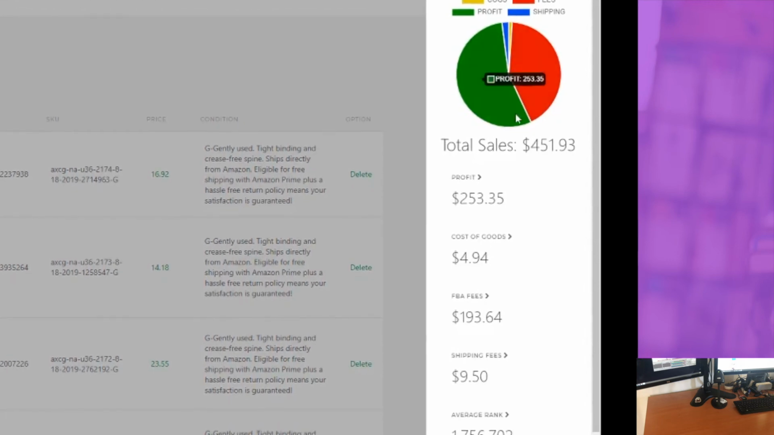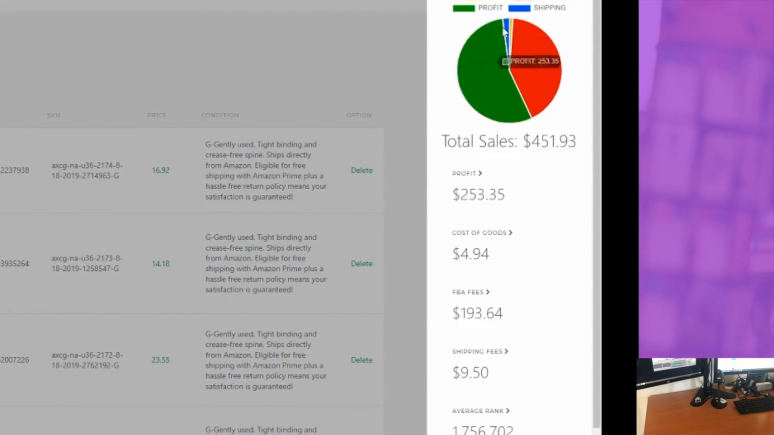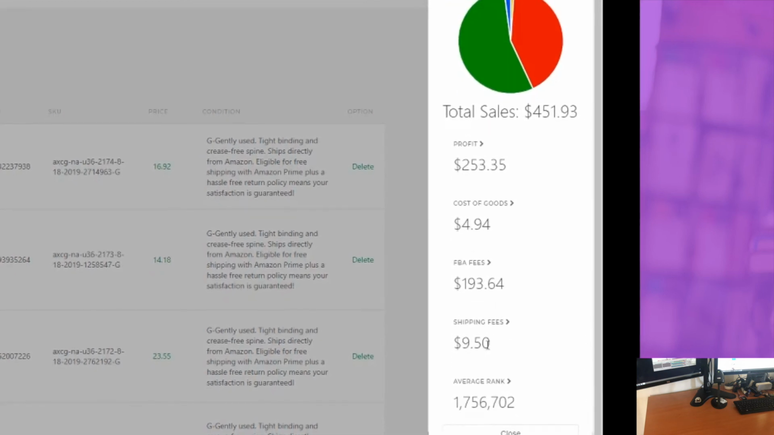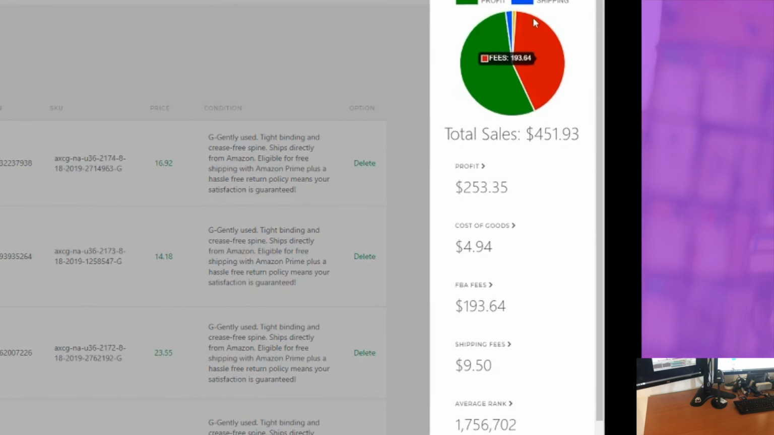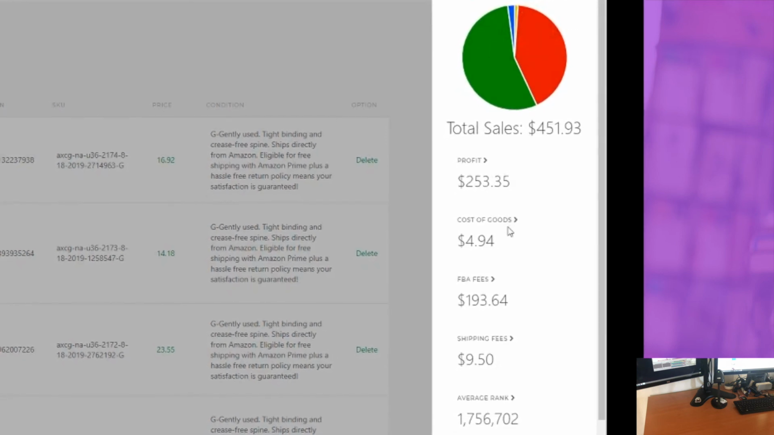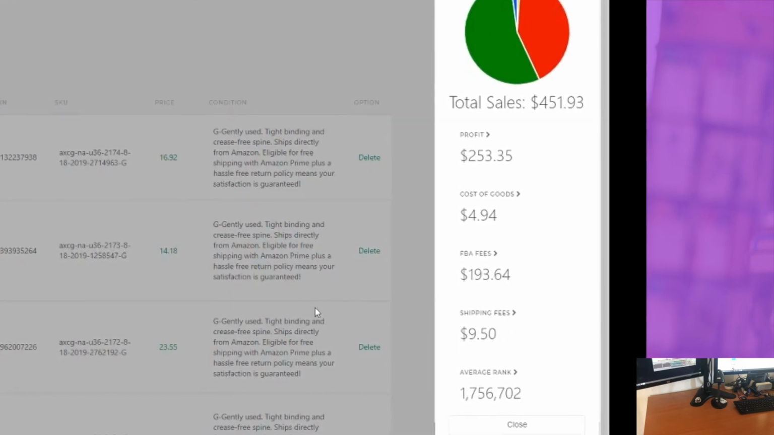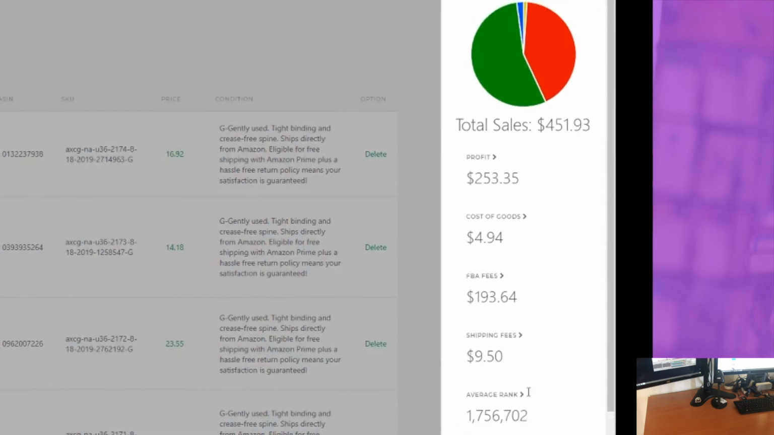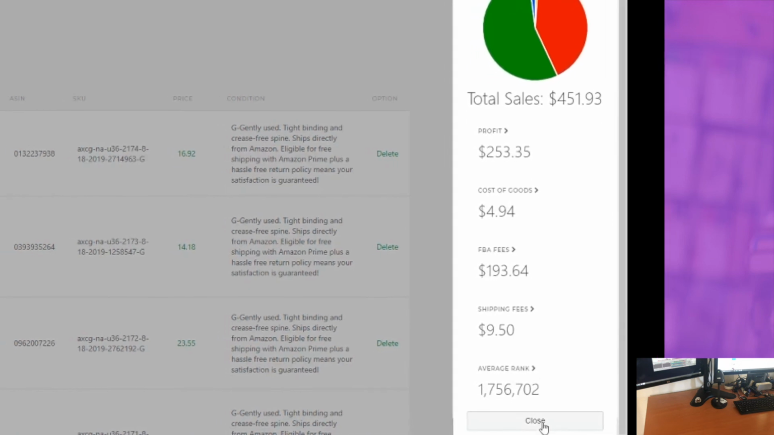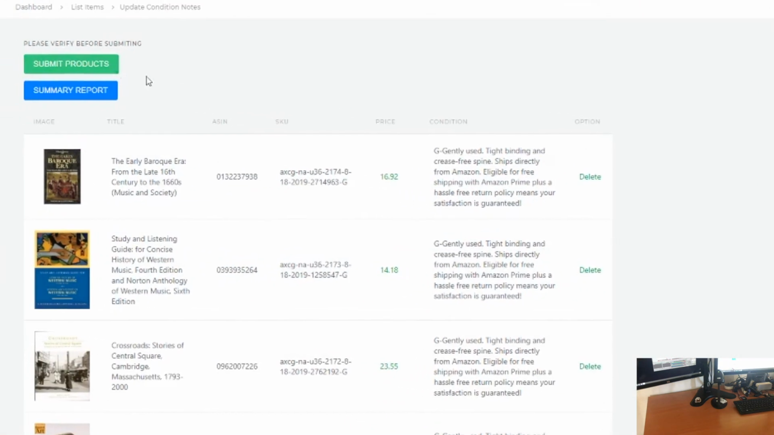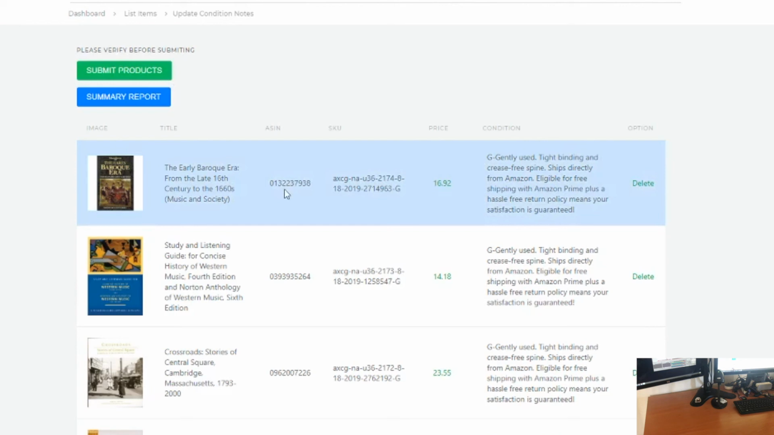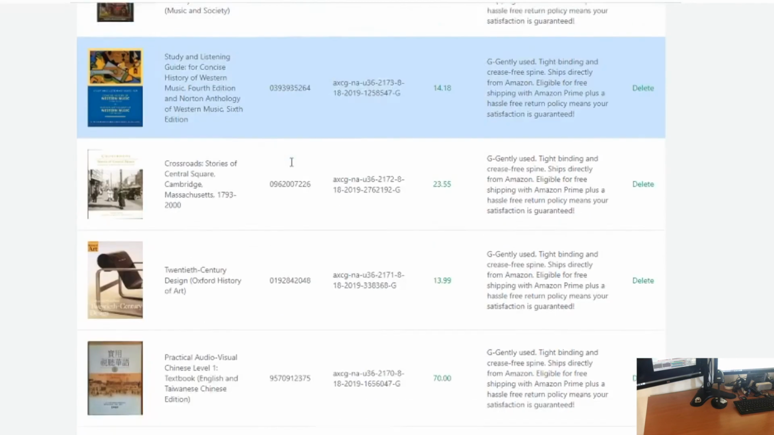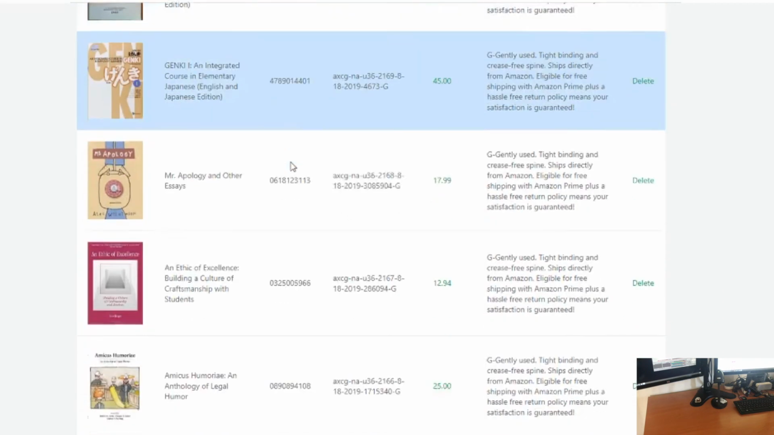This pie chart shows the profit, how much I'm spending on shipping. Shipping, I was just doing 50 cents per book. These are Amazon fees and then the cost of goods. The average rank for this whole haul is 1.7 million. So after that, you can go ahead and hit submit products, and these products will actually go into your inventory, and then you could go ahead and label your books if you do that. But yeah, that's the new price as you go feature.